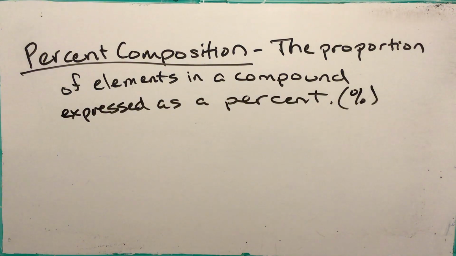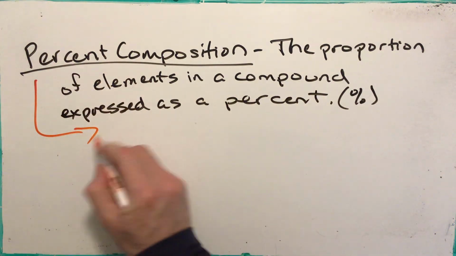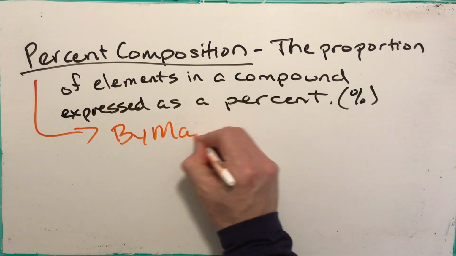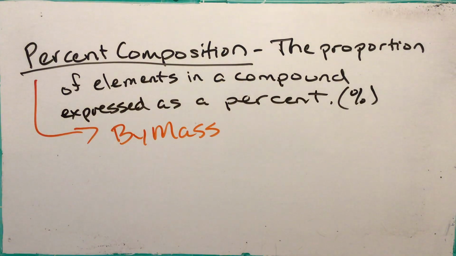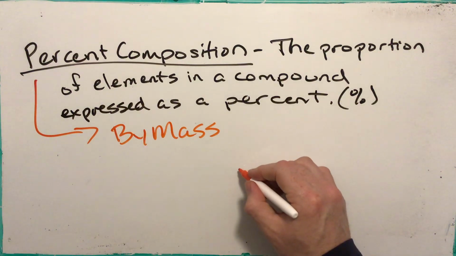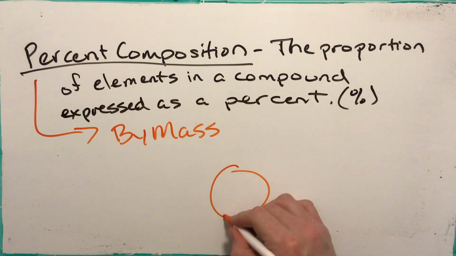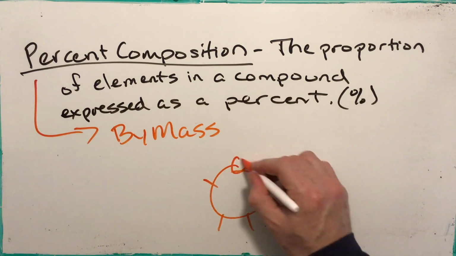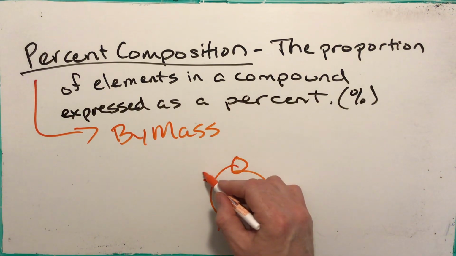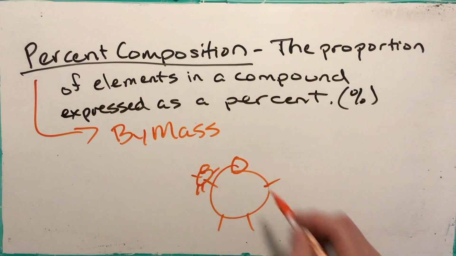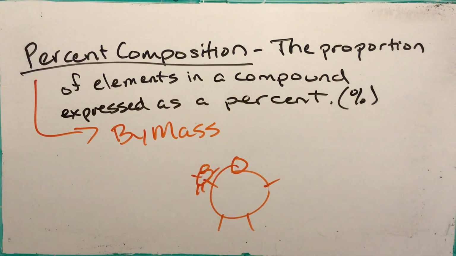Now, there are two ways to do this. One of them is the wrong way and one of them is the right way. Our percent composition is by mass. All right, so here's what I'm going to do. I'm going to draw a couple of simple little stick figures. Think of a sumo wrestler. They're usually pretty big, right? And think of a baby. We'll have the sumo wrestler holding the baby. There you go. So I've got my sumo wrestler and my baby.